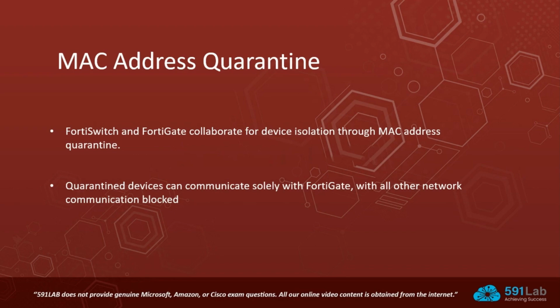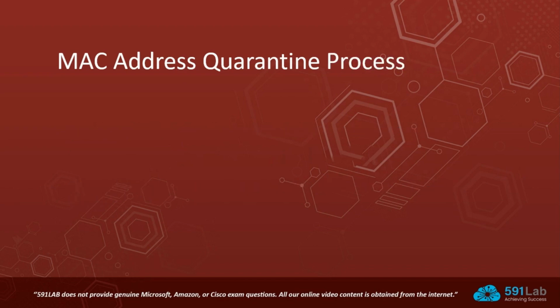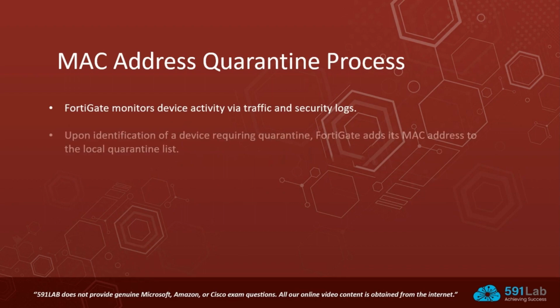To isolate a quarantined device, FortiSwitch forwards all its traffic to FortiGate. The traffic can come to FortiGate in three ways. The first way is FortiGate local. The destination is a FortiGate interface. The second way is intra-VLAN. The destination is a device in the same VLAN. The third way is inter-VLAN. The destination is a device in a different VLAN or network that is reached through FortiGate.